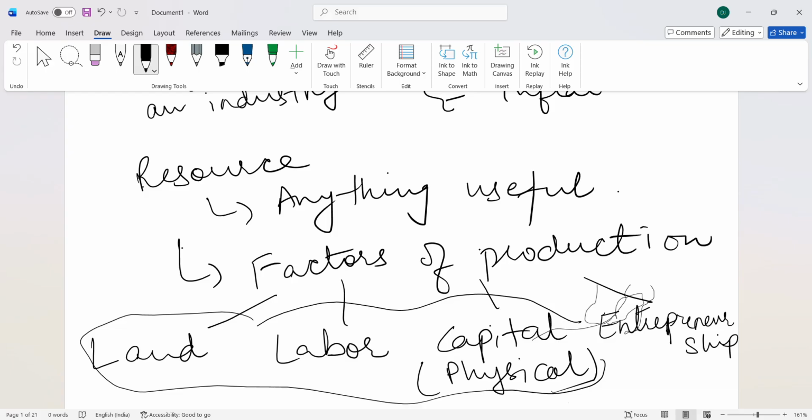Now let's jump into what is actually scarcity. All right, so what do you understand by scarcity?